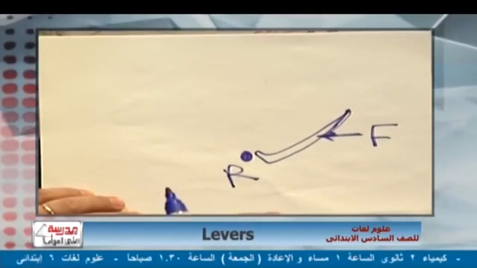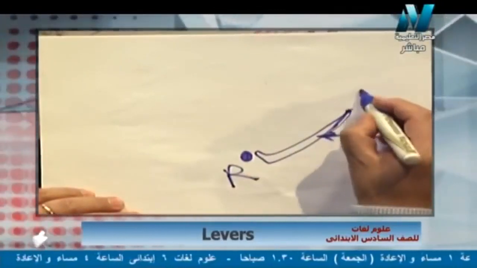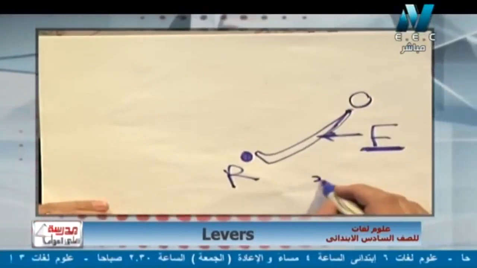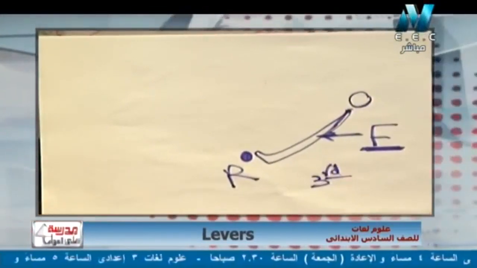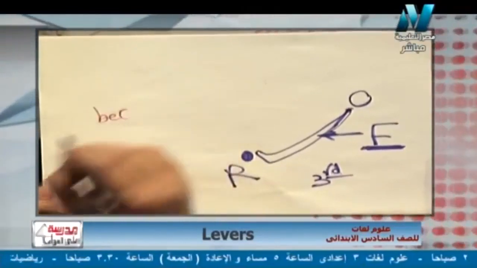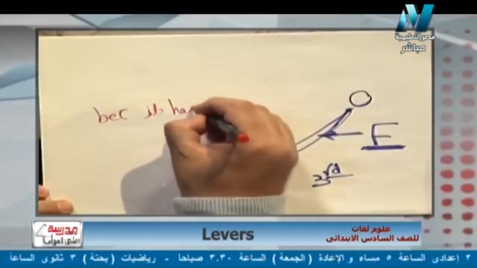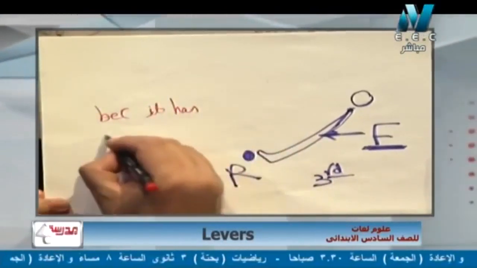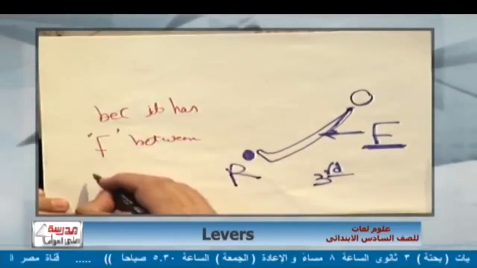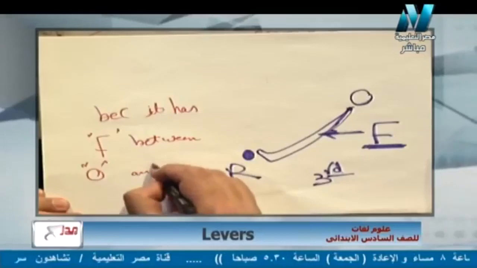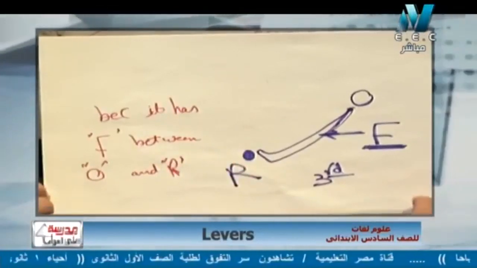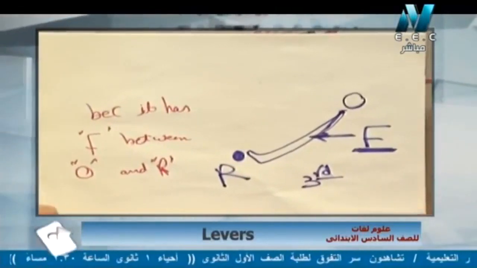So where is the effort? Where is the fulcrum? Sorry, the fulcrum is here, and here I have the effort force. So it will be the third class lever. Why do I consider the hockey pad a third class lever? If the question comes as give reason: because it has effort force between O, the fulcrum, and the resistance.